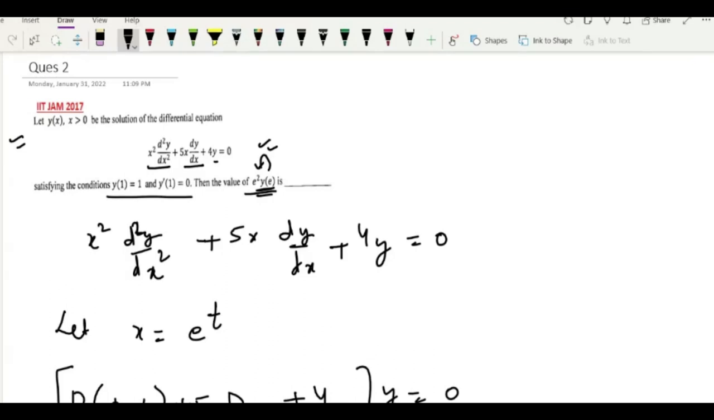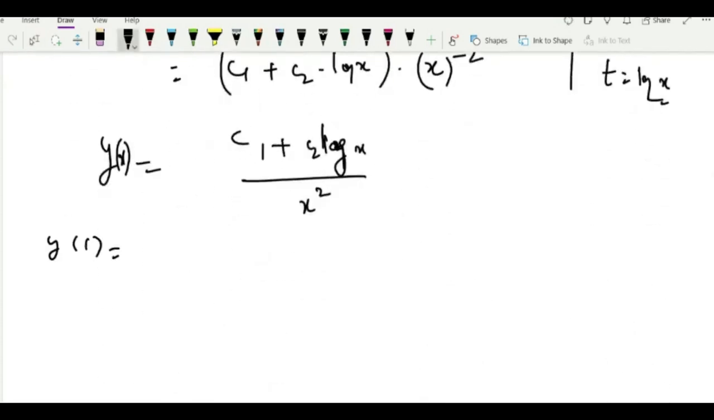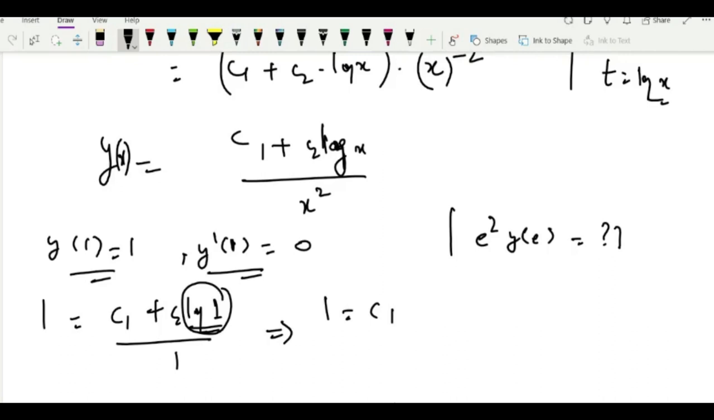This is our solution. But initial conditions are also given: y(1) is equal to 1 and y dash (1) is equal to 0. And we are to find the value of e square y of e. Simply, we have to take the derivative also. So first apply the condition y of 1 is equal to 1. 1 is equal to (C1 plus C2 log 1) upon 1, which gives 1 is equal to C1, as log 1 is 0. Log 1 is 0, 0 into C2 is 0. So we get C1 is equal to 1.